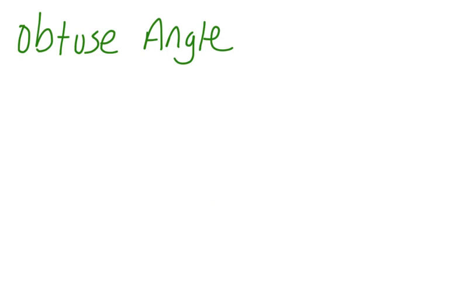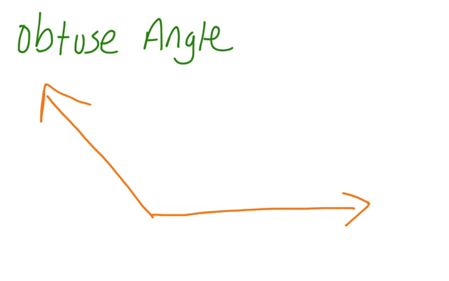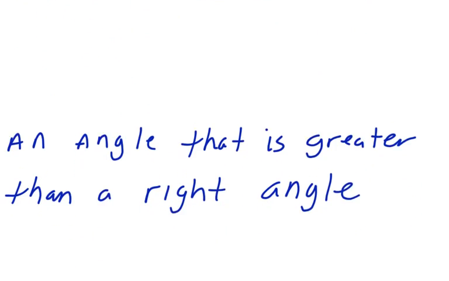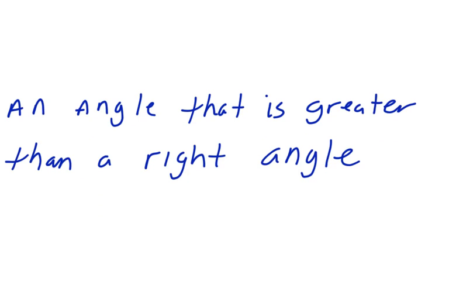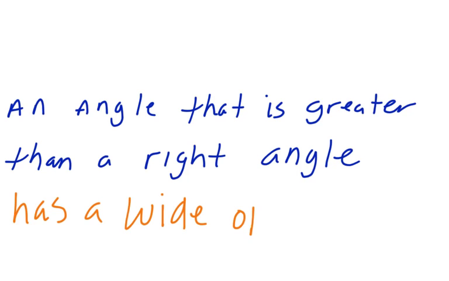Now, let's talk about an obtuse angle. When you think obtuse, you almost think something big because you almost got to say obtuse like a big person. Obtuse. So an obtuse angle has a wide opening like this and is greater than a right angle. And here's the definition of an obtuse angle. It's an angle that is greater than a right angle. It has a wide opening.